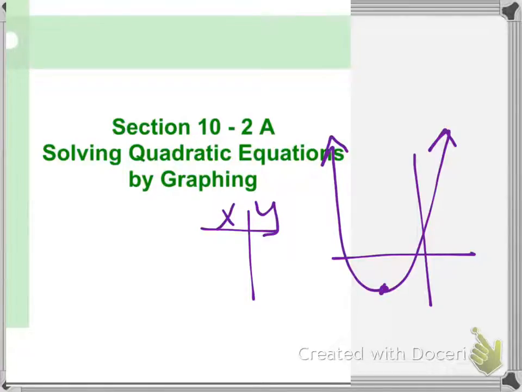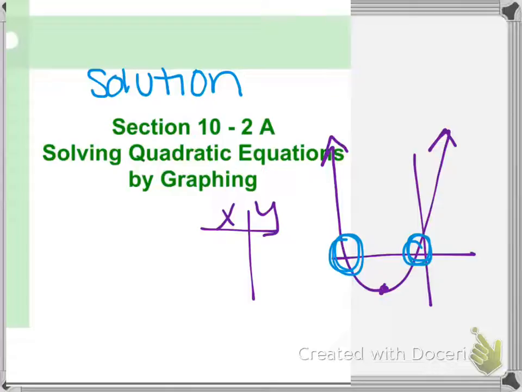Today we're going to talk about why we do that. Why are we trying to graph these? What are we trying to find when we're graphing them? And that would be their solutions. A solution for a quadratic equation is found when it crosses the x-axis, which is why yesterday on your exploration I had you find where it crossed the x-axis.